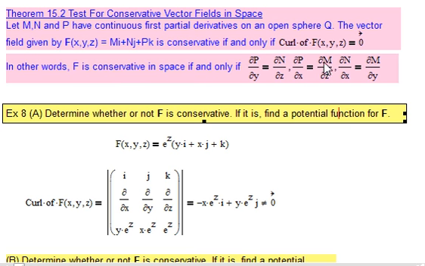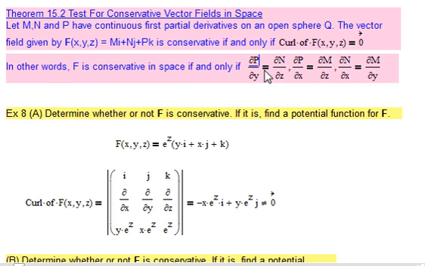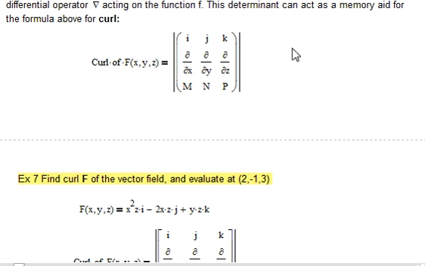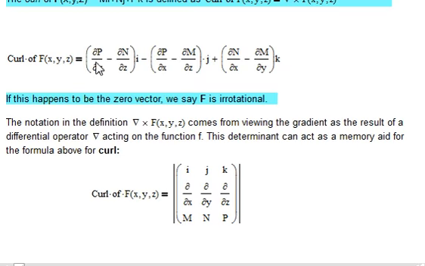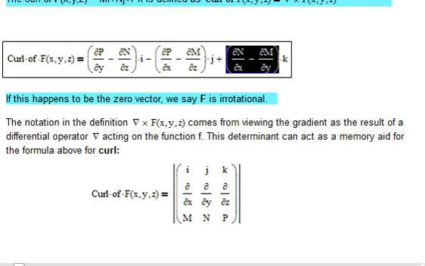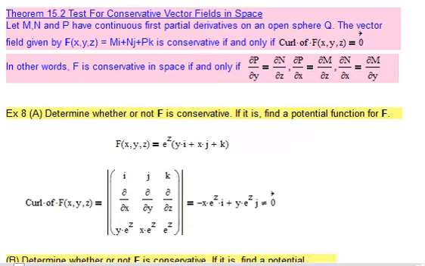So in other words, F is conservative in space if and only if the partial of P with respect to y is the partial of N with respect to z, and the partial of P with respect to x is the partial of M with respect to z, and the partial of N with respect to x is the partial of M with respect to y. Now you're thinking, where does all that come from? And that comes from here. Actually, I'll even go before that. These things each have to be zero, so the curl of F(x, y, z) can be the zero vector. So let's try one.